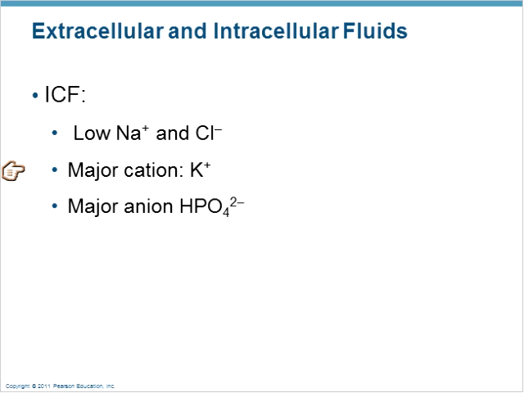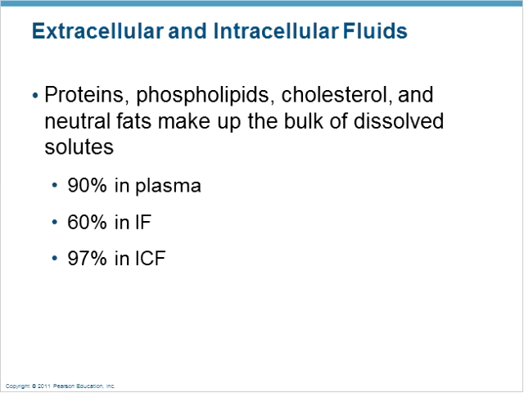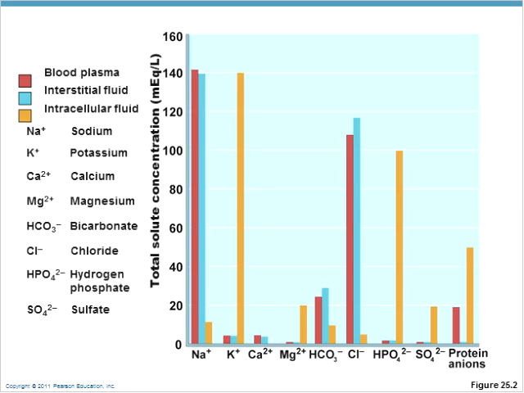We'll talk a lot more about that as we get along. In the extracellular and intracellular fluids, the proteins, phospholipids, cholesterol, and neutral fats make up the bulk of dissolved solutes, 90% in plasma, 6% in interstitial fluid, and 97% in intracellular fluid. This chart is a good chart for looking at the different solutes that are located in the fluids throughout the body.